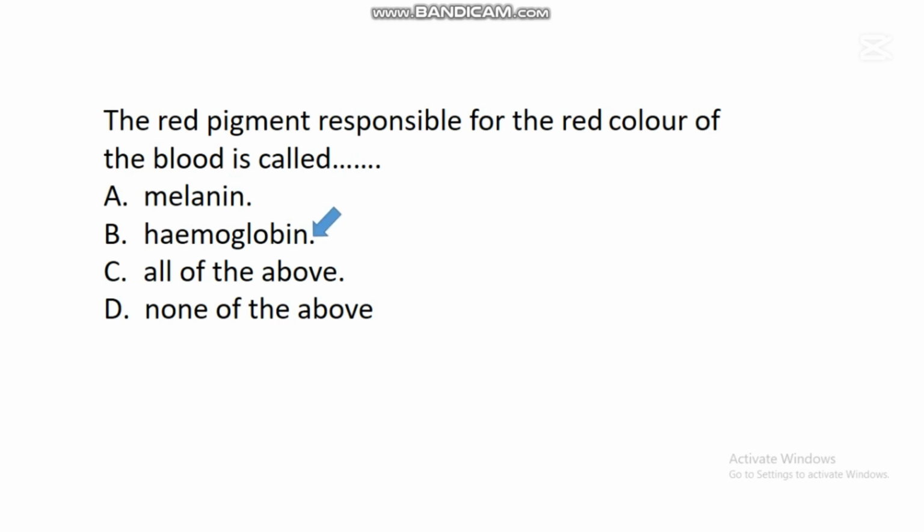Hemoglobin. So hemoglobin is a compound that gives blood its red color. Scientists have discovered that this compound called hemoglobin is what is responsible for the red color of the blood, and this hemoglobin is found in the red blood cell.